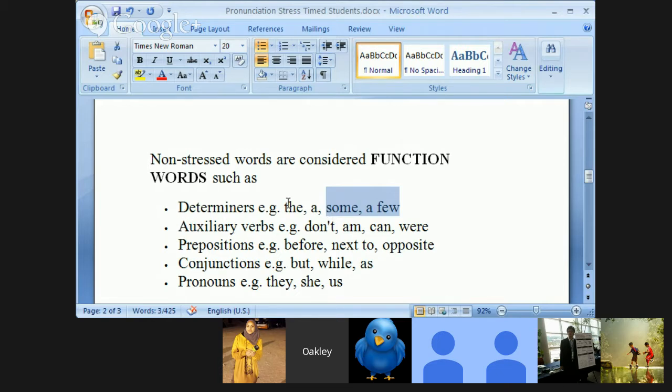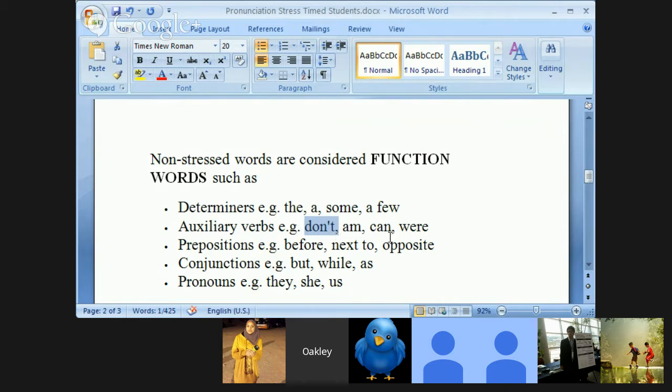Okay. Determiners, there's all kinds of determiners. These are words we use in conjunction with nouns like articles or quantifiers, some, a few, a lot, much, many. I could break this into articles and quantifiers. All right, these words are function words. They're largely reduced. Also, auxiliary verbs are greatly reduced. Do, don't.